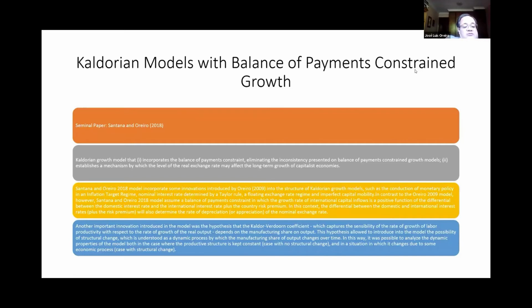Another important innovation introduced in the model was the hypothesis that the Kaldor-Verdoorn coefficient, which captures the sensitivity of the rate of growth of labor productivity with respect to the rate of growth of real output, depends on the manufacturing share of output. This hypothesis allowed us to introduce into the model the possibility of a structural change, which is understood as a dynamic process by which the manufacturing share of output changes over time. In this way, it was possible to analyze the dynamic properties of the model, both in the case where the productivity structure is kept constant and in a situation in which it changes due to some economic process.